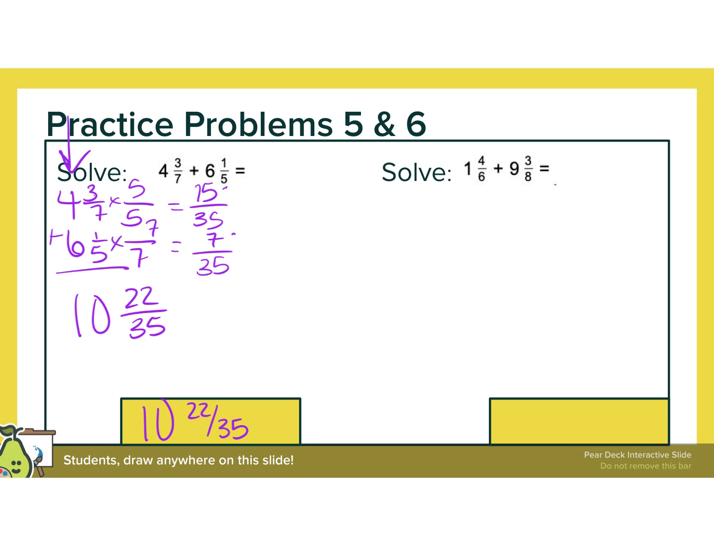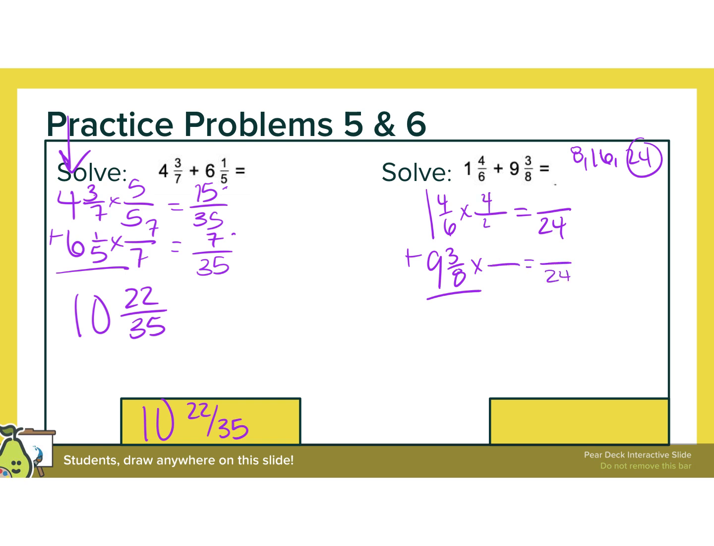Number 6, vertically. 1 and 4 over 6, 9 and 3 over 8. If I multiply, that's 48. That's kind of big. So I'm going to count by 8s. 8, 16, yes, 24. Okay? I don't need to multiply this one. That would be too big. Set up my multiplication problem. My new denominator is 24.